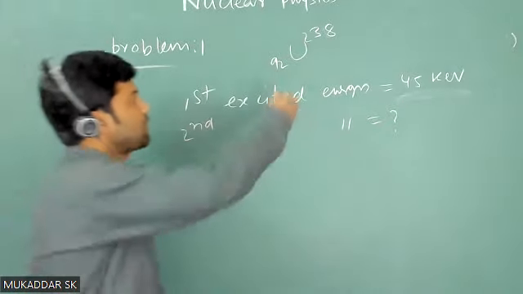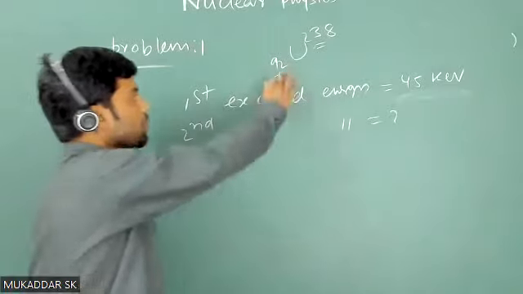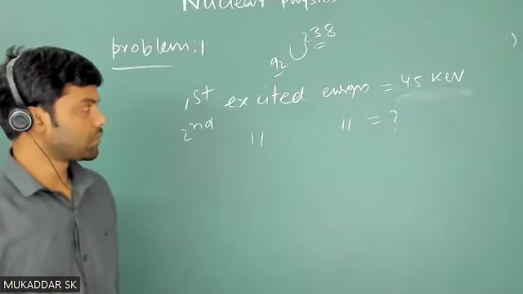Okay, and you can see that this nucleus has an even combination, 92. That is the proton number. You can also get that the neutron number is 146, even. How much?